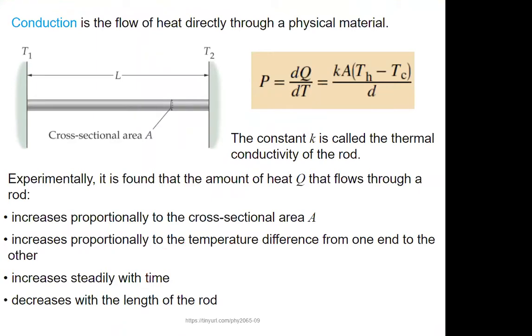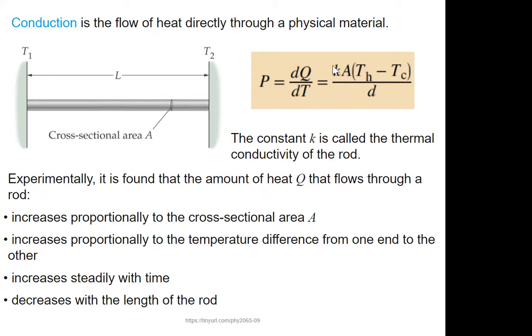If you have conduction, that means you have direct contact of the two objects, maybe through another physical body or maybe directly in contact. Okay, so there's one object here, one object on this other side. Then the power of the heat transfer, basically dQ/dt, the derivative of heat over the derivative of time, is proportional to a constant K called the thermal conductivity of the rod. That's determined by the material. Each material will have its own thermal conductivity K. A is the cross-sectional area.